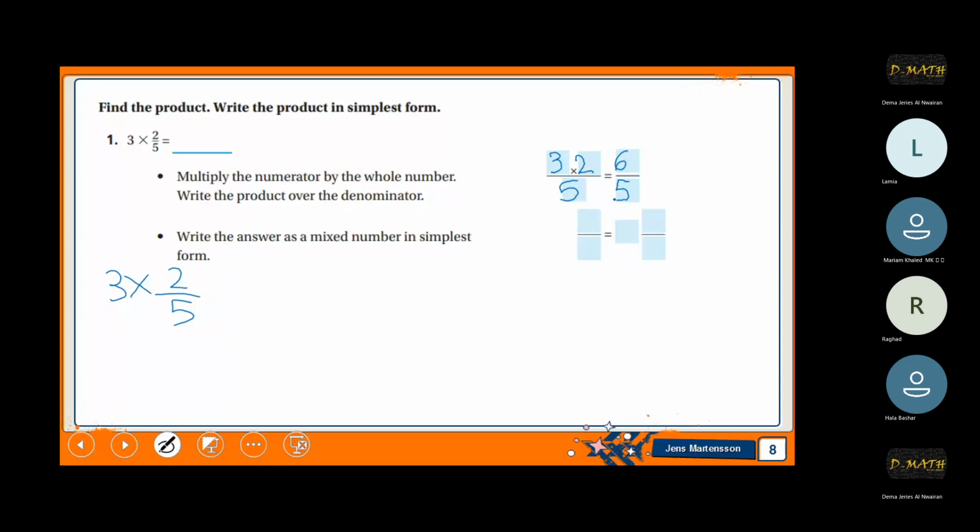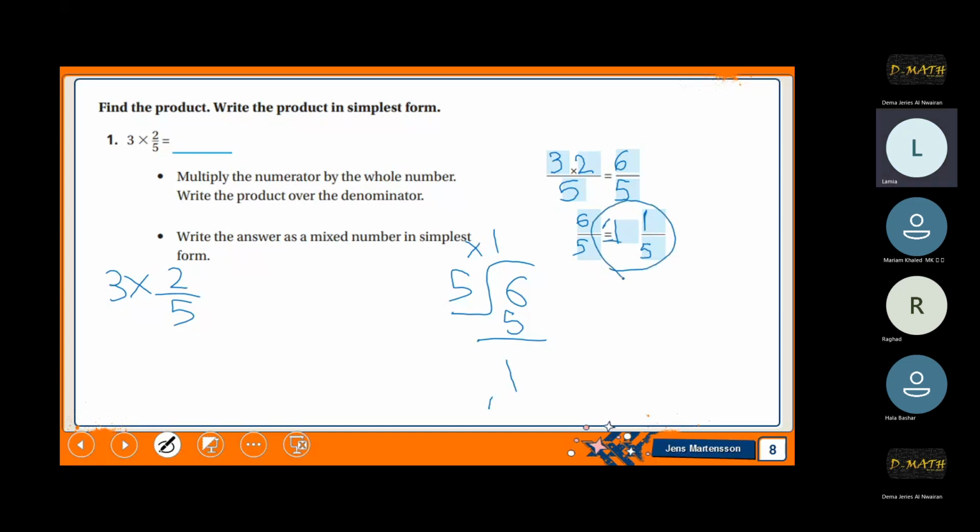Keep the 5 as it is. Then I want to fill the whole number and the numerator. 6 divided by 5: what's the number that I multiply by 5 to get 6 or near 6? 1. Bravo. 1 times 5 is 5, and 6 minus 5 is 1. Now, what is the number that's up? 1. I will write it alone as the whole number, and the denominator stays down. So the number will be 1 and 1 over 5. Is it clear?